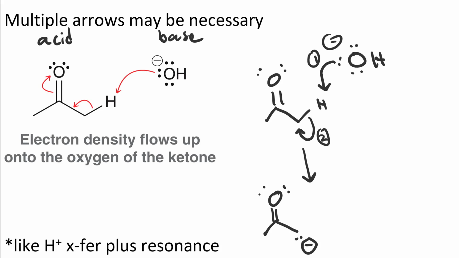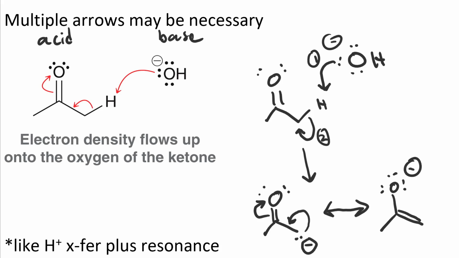The result would be this carbanion, but it would be more stable if we use these 2 curved arrows to give you the following resonance structure. Why? Because if you have to have a negative charge, it's better to put it on the more electronegative atom, in this case, the oxygen.